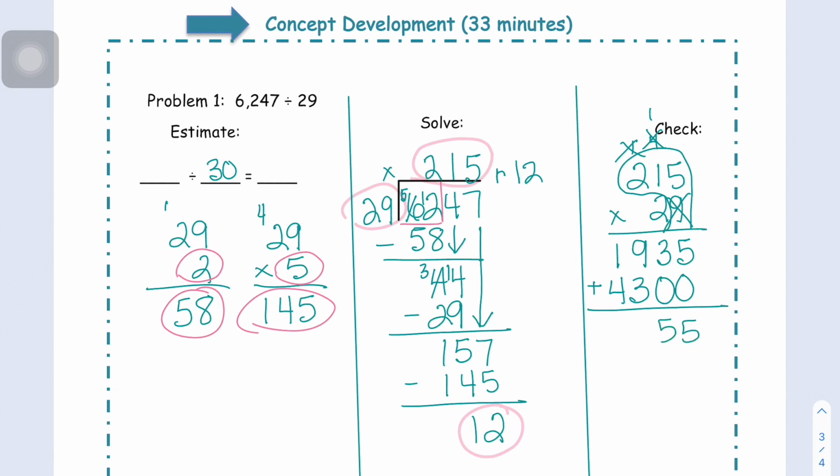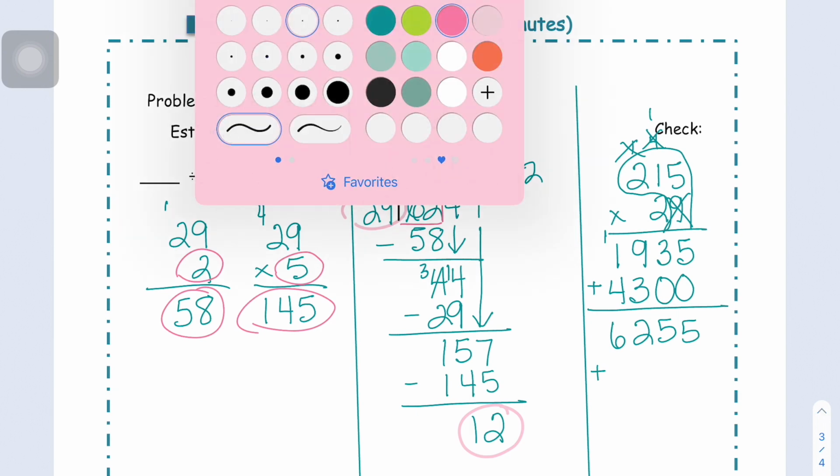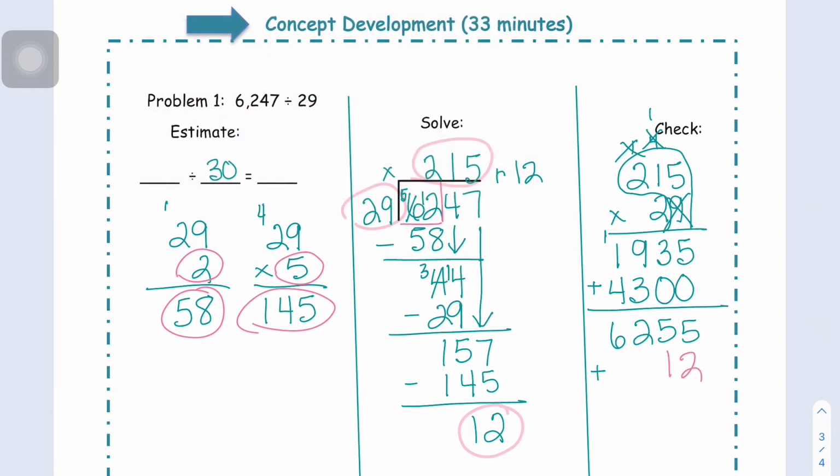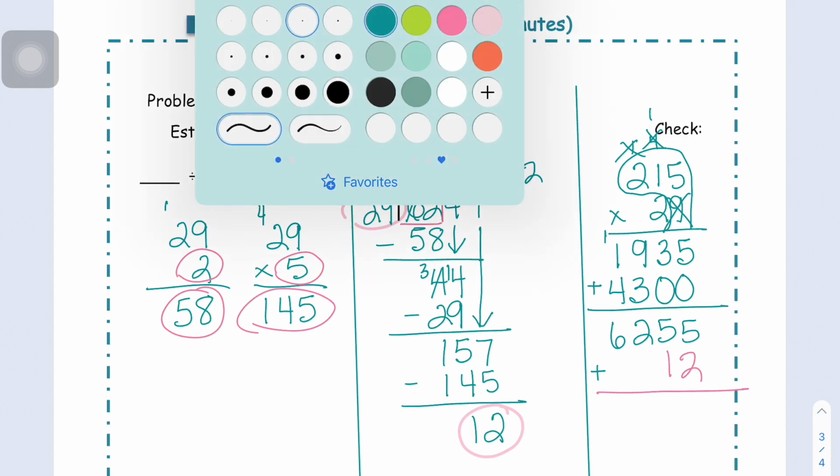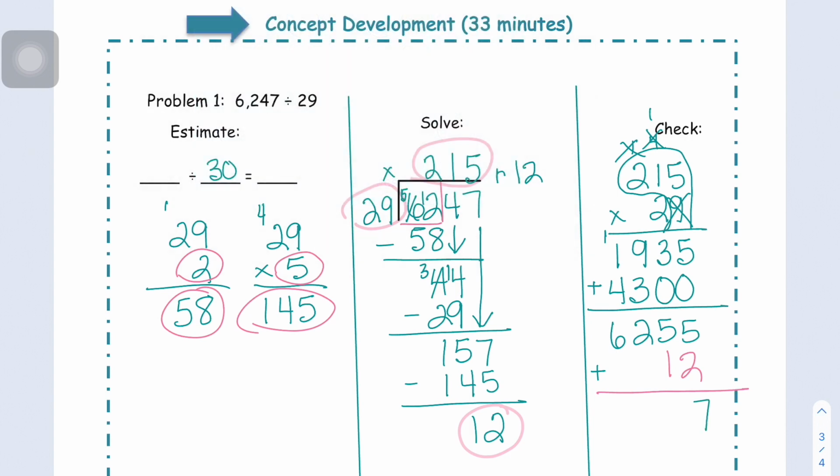So when I add that up, I get 6,255. The last thing I need to do, I think I started writing this with another color, is add my remainder. So that gives me 7. Oh, I made a mistake. This should be a 3. So then 7, 4, 2, 6.